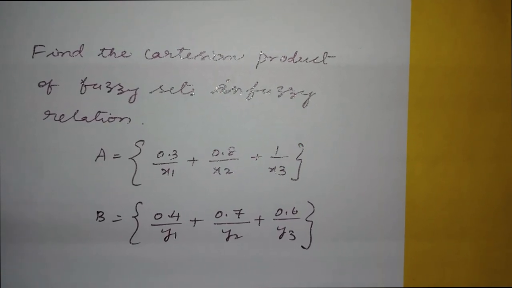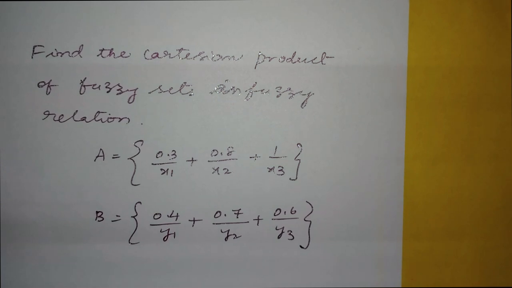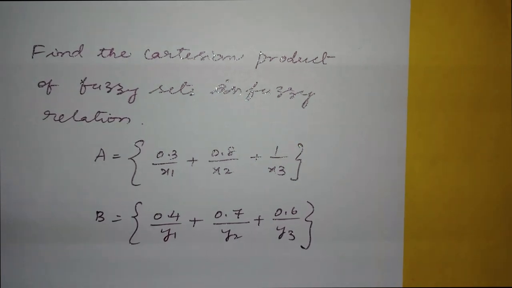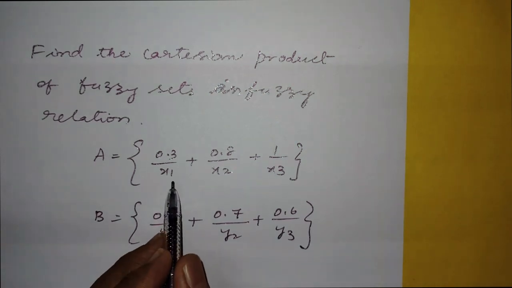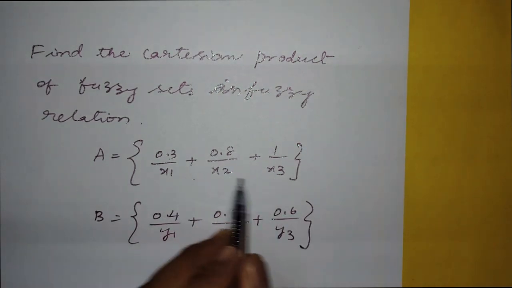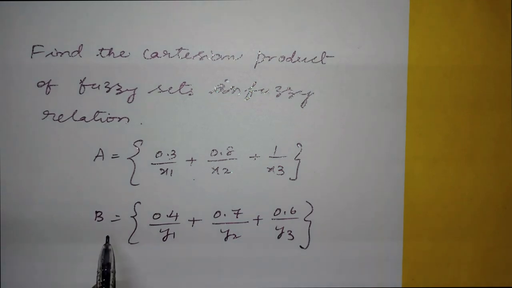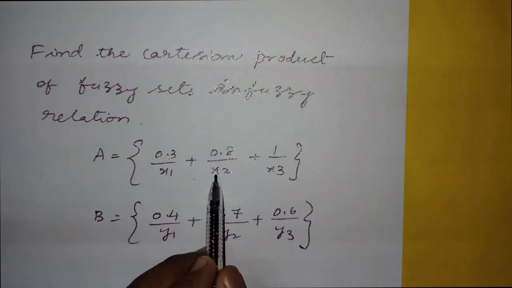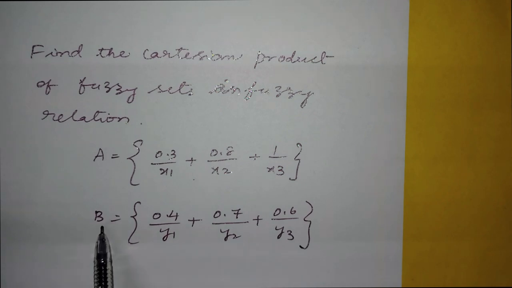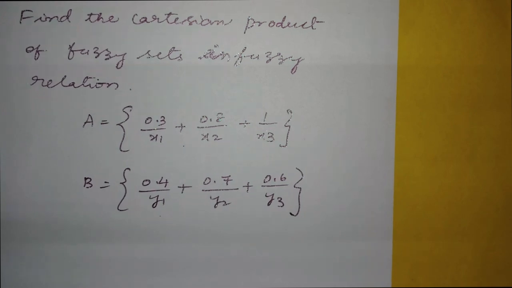In this session, we are going to solve one more problem to understand the Cartesian product of fuzzy sets in fuzzy relation. In the previous video, I took A equal to 0.3, where there are three membership values x1, x2, x3 in fuzzy set A, whereas in fuzzy set B there were only two, y1 and y2. Now in this problem, there are three elements x1, x2, x3 in fuzzy set A and y1, y2, y3 in fuzzy set B. For such cases, how do we find the Cartesian product?